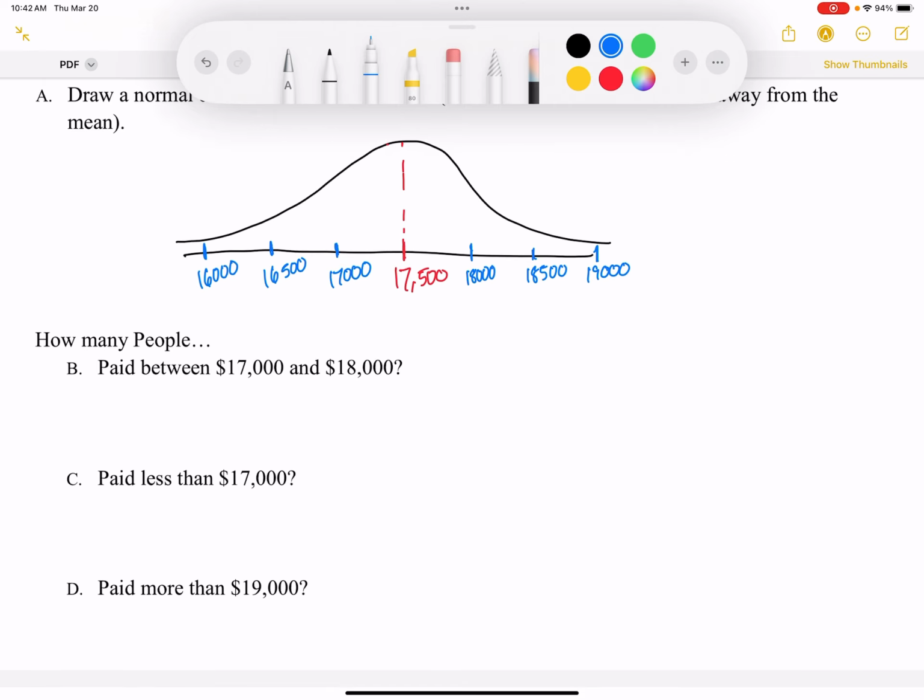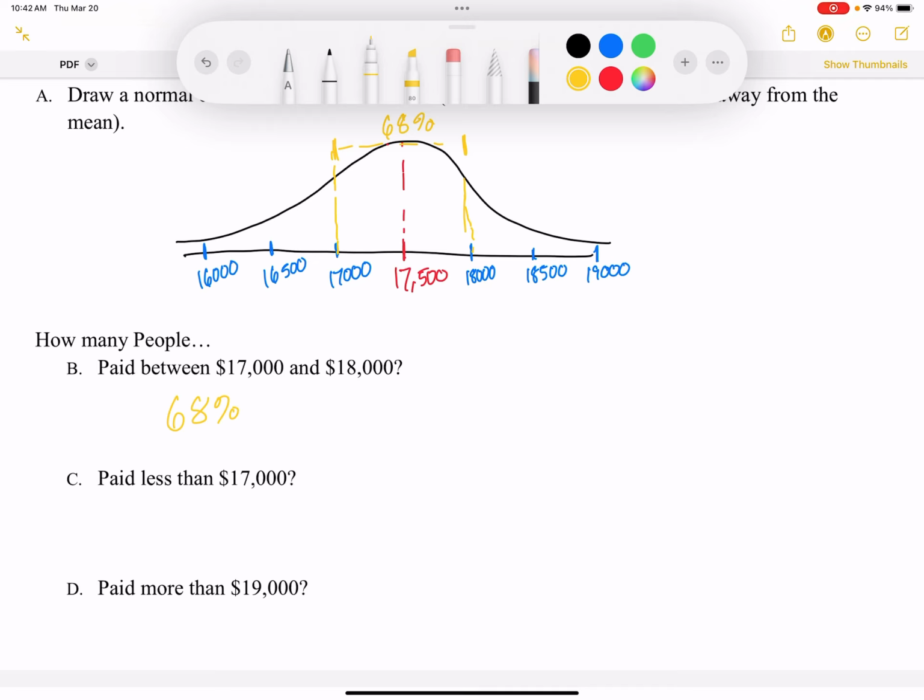All right. How many people paid between 17,000 and 18,000? Well, that's 1 standard deviation below and 1 standard deviation above. Now, I know that right there encases approximately 68% of the data. So this is 68%. Now, in class today, we left it at that.